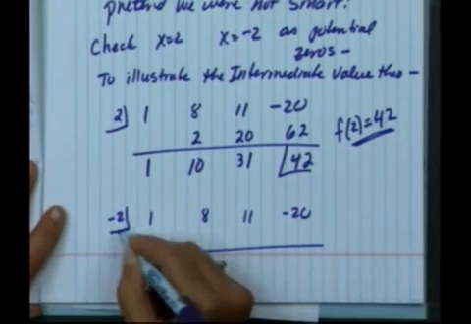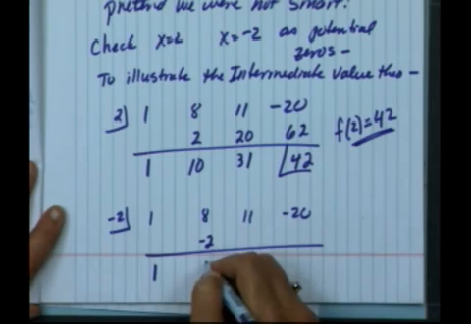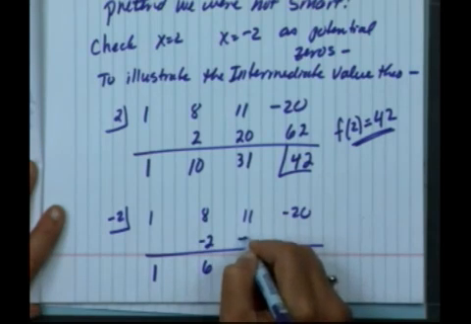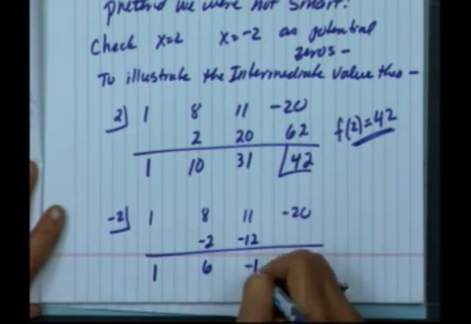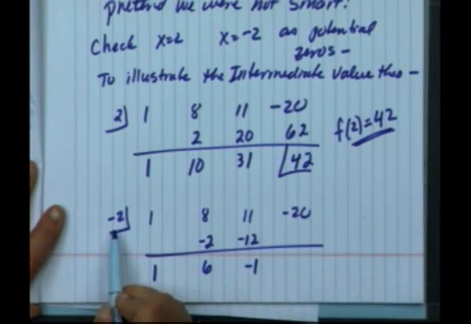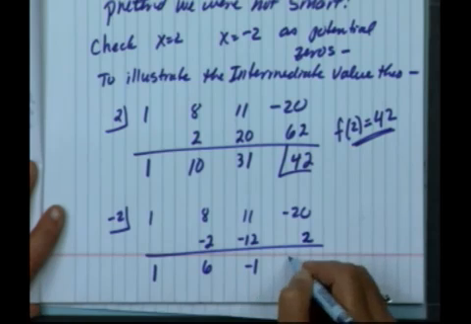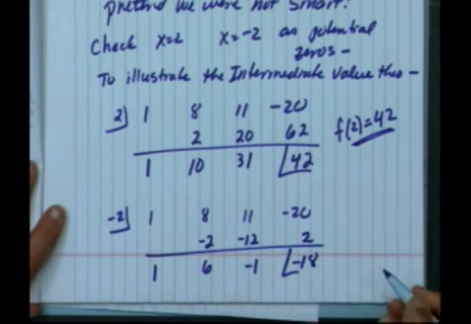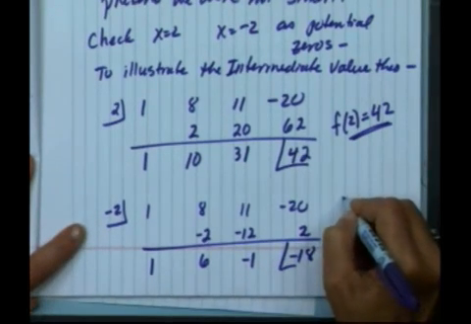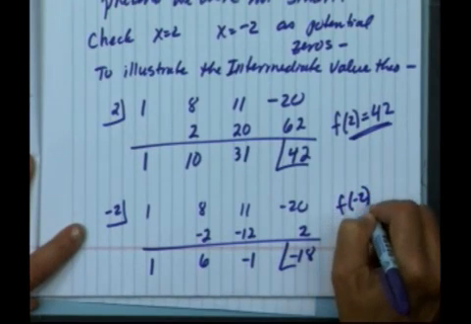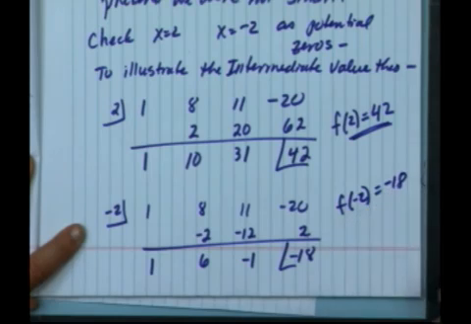Bring down the 1. 1 times negative 2 is negative 2. Add. 6 times negative 2 is negative 12. Add. Negative 1 times negative 2 is positive 2. Add. By the remainder theorem, we know the y value at negative 2 is negative 18.